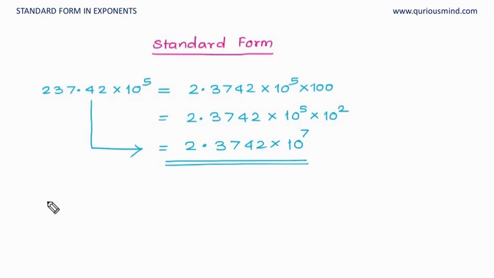Let's take one more example. I have this number 0.523 into 10 raised to 19 and I want to convert this into standard form. What is the first requirement? The decimal point should be after one digit. 0 is not counted here. So it should be 5.23.